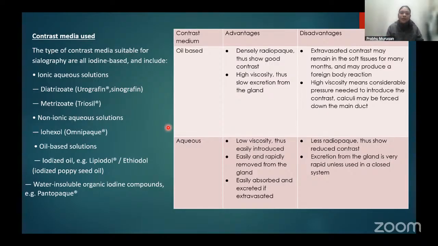for sialography. And these are the names of the dyes. Okay, for ionic aqueous solutions, it is diatrizoate and metrizoate. Okay, for non-ionic aqueous solutions, it is iohexol. Oil based ones include your iodized oils like lipiodol and ethiodol. Okay, so these are the different types of contrast medium that is used for your sialography.